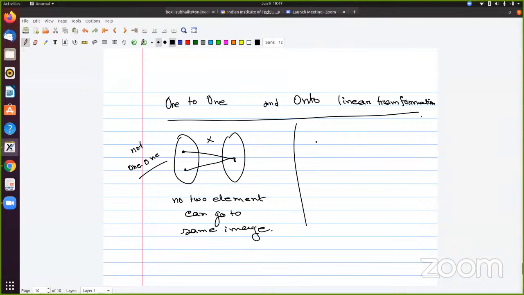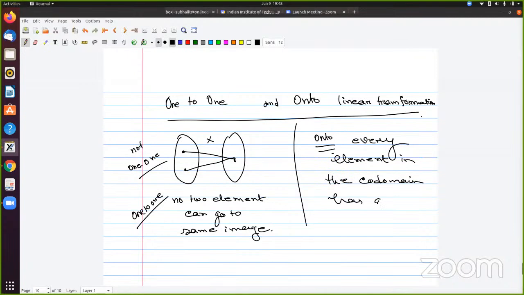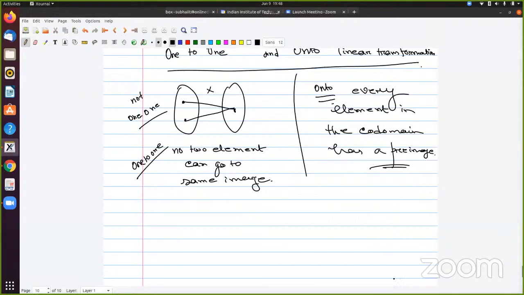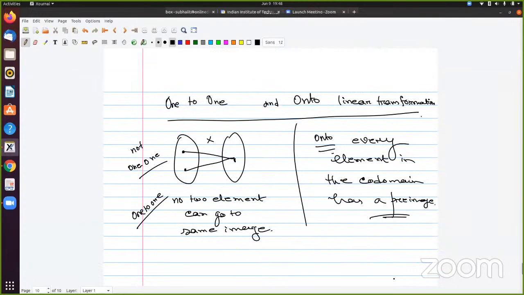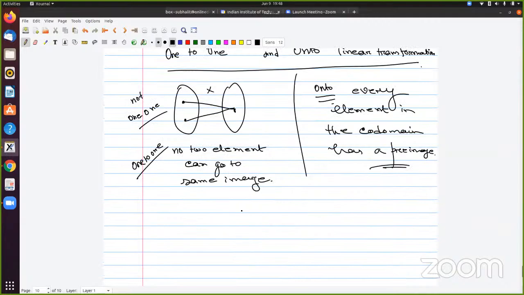This is one-to-one. And onto means every element in the codomain has a pre-image. Okay. So this definition works here also, exactly the same definition, except instead of mapping we have a linear transformation. Can you explain onto with the mapping, sir, in a diagram? Like how I am doing that.